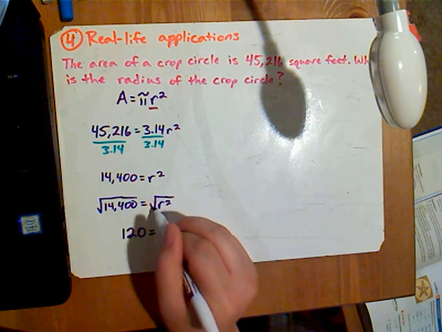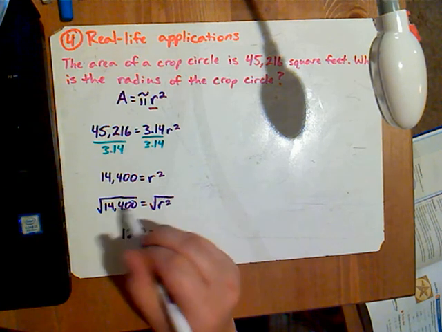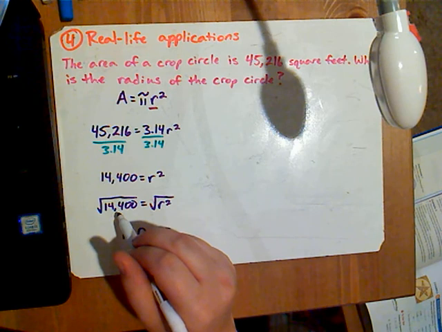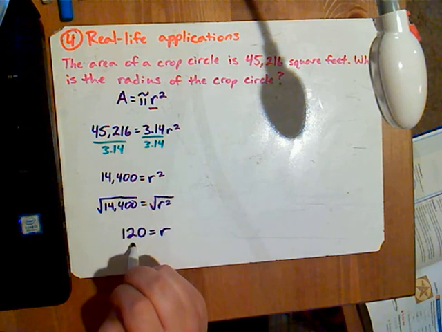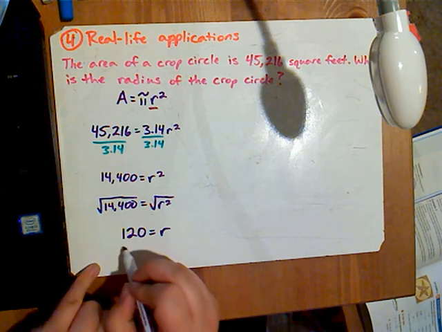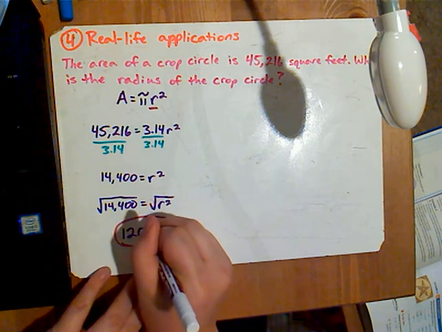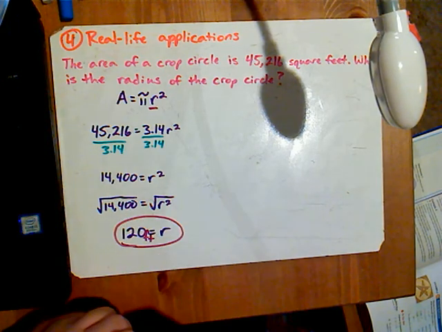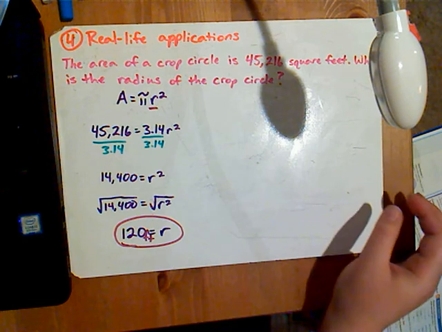So we put a radical sign over both of those numbers. And the square root of 14,400 is 120. So our radius for this crop circle is 120 feet. And those are some examples of how to find square roots and using square roots to find the answers for word problems.